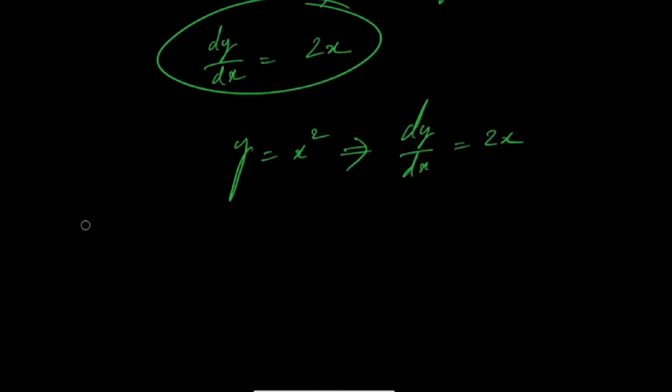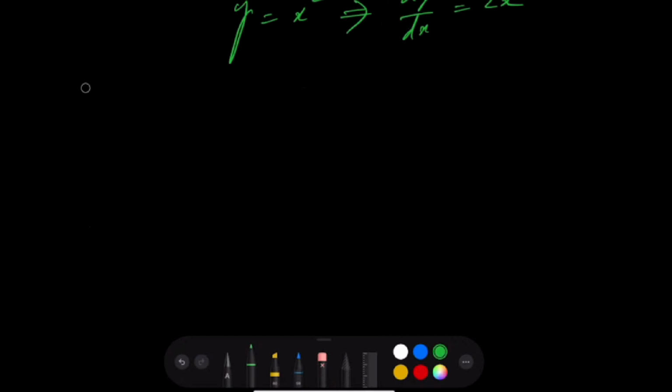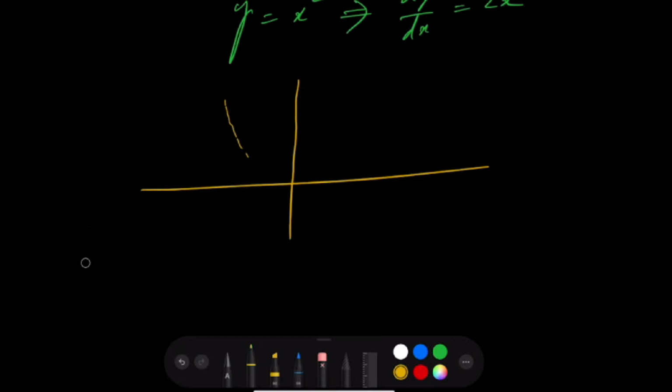Now let us see graphically what that means. Watch carefully. This is your y equals x squared. This is y, this is x, and this is y equals x squared plotted on the Cartesian plane.